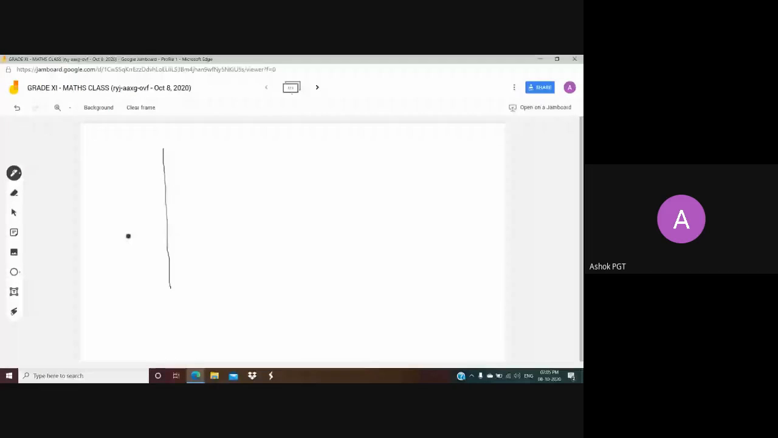I will tell you the shortcut to learn this by heart later on. First, I will derive the formula. We are taking a point P whose coordinates are x1, y1, and this is the straight line whose equation is ax plus by plus c equal to 0. Now we need to find the perpendicular distance from this straight line to this point. Students, please listen carefully. I am telling the shortcut now.